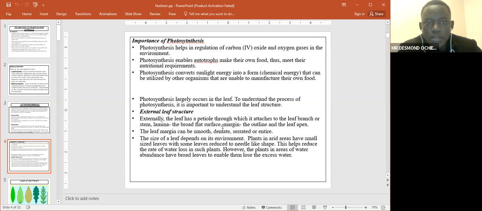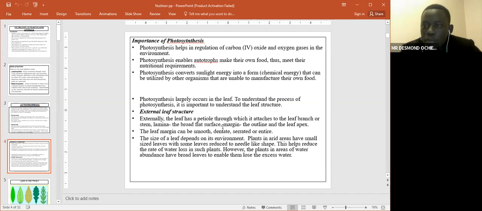Then another importance of photosynthesis, we say that photosynthesis converts sunlight energy into chemical energy that can be utilized by other organisms that are unable to manufacture their food. So basically, as we proceed with this topic, you'll realize that photosynthesis is the process that avails energy to the plants, and plants pass that energy to other organisms. The main source of energy used in photosynthesis comes from the sun. So the sunlight energy.